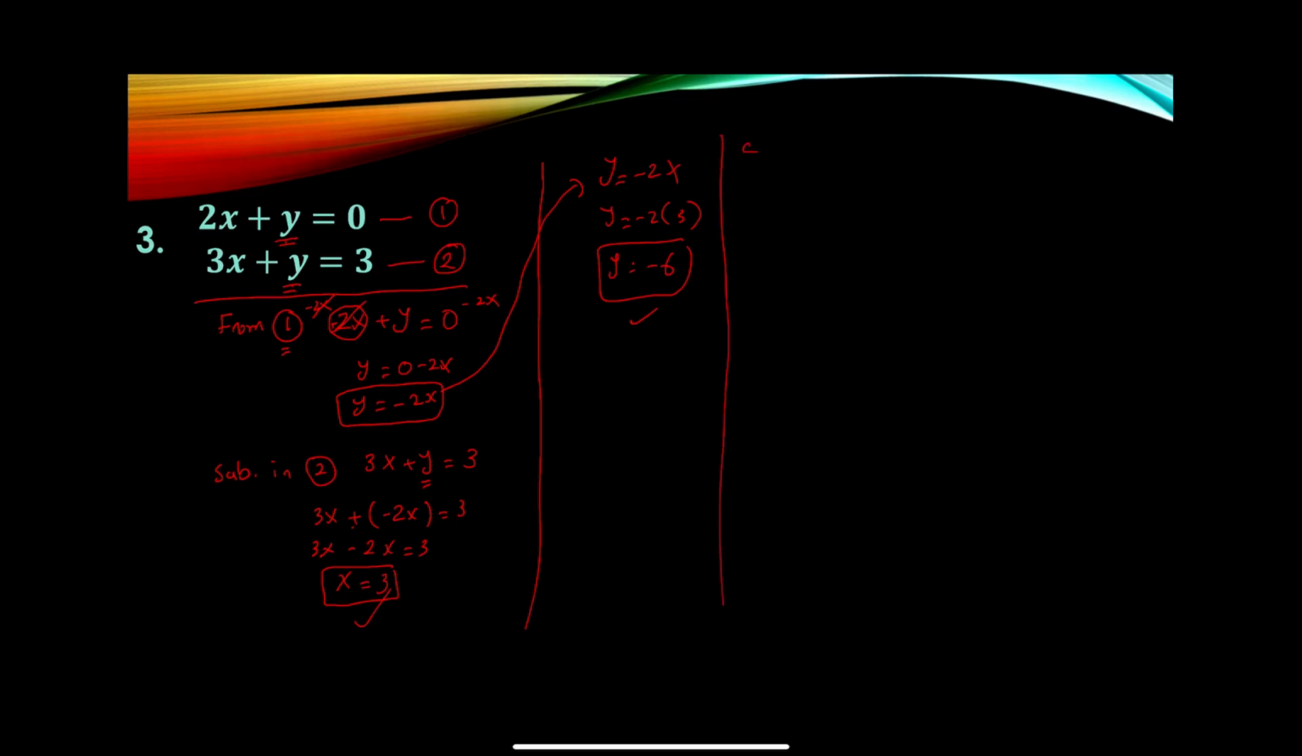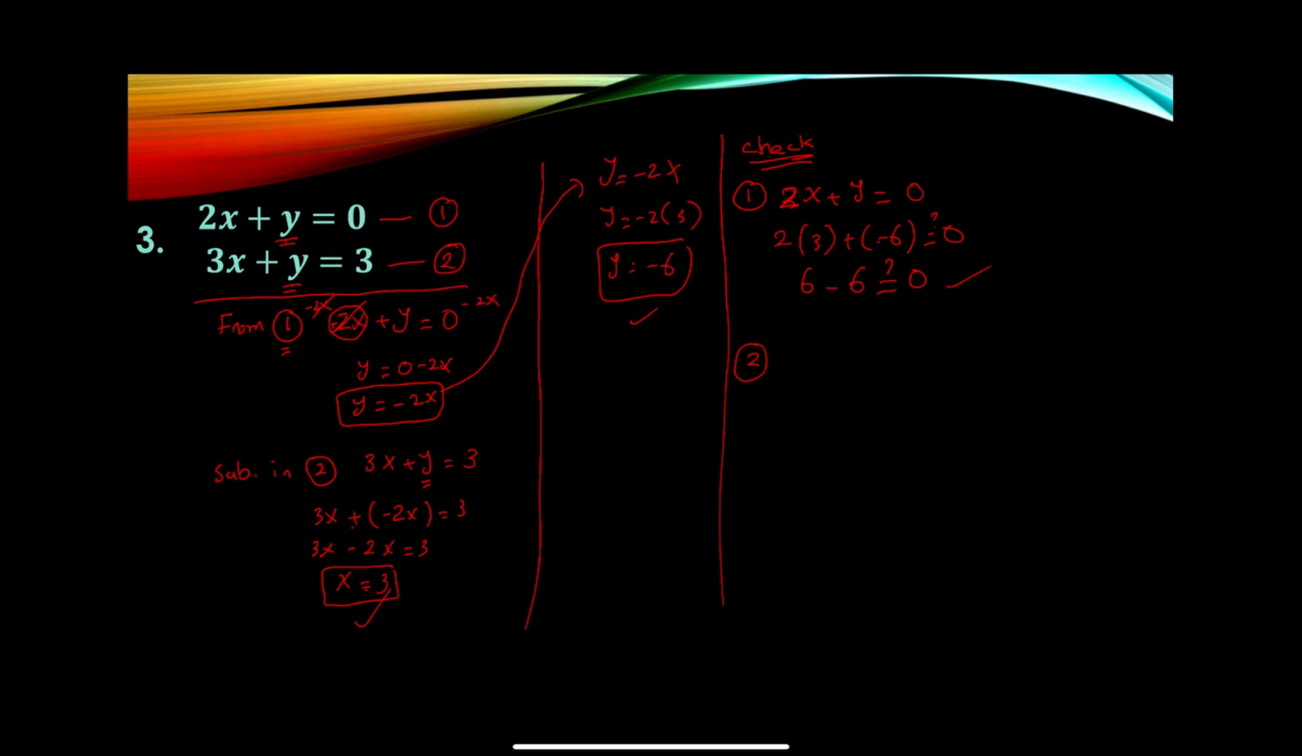Let's do the check. Equation number 1: 2x plus y equals 0. So 2 times, instead of x, I write 3, plus, instead of y, write negative 6. Is that equal 0? 2 times 3 is 6. Plus and minus will give us negative 6. Is it equal 0? Yes, it is.